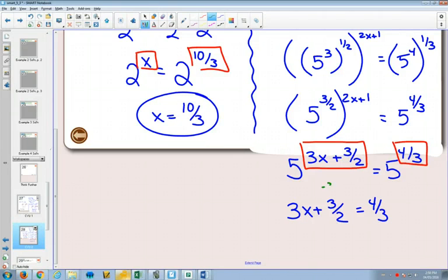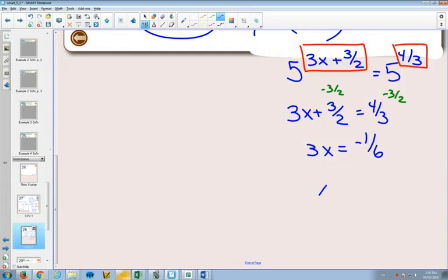Subtract 3 halves on both sides. Four thirds minus 3 halves. How do you subtract fractions? Get a common denominator. So it'll be 8/6 minus 9/6. Give you -1/6. Divide by 3 is the same as multiplying by a third. And if you multiply -1/6 by a third, you get -1/18.